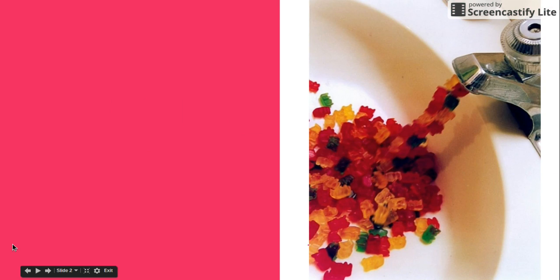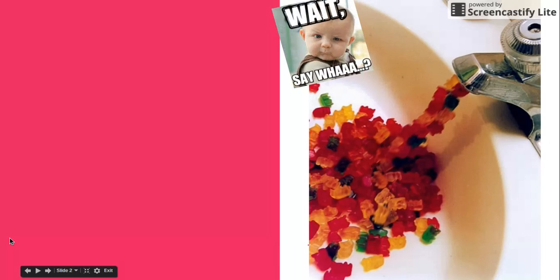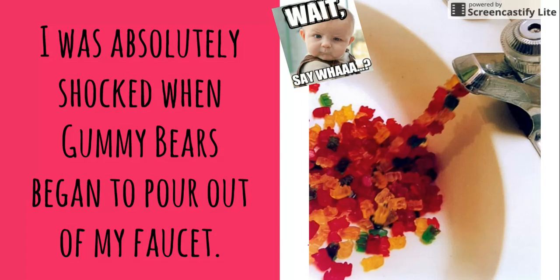All right, I hope you can see right now a picture that has something pretty exciting going on, right? Are those some sort of gummies coming out of the faucet? Well, let's also take a look at this fabulous sentence. I was absolutely shocked when gummy bears began to pour out of my faucet. I see some interesting words appearing. Both of these look like adverbs and adjectives.